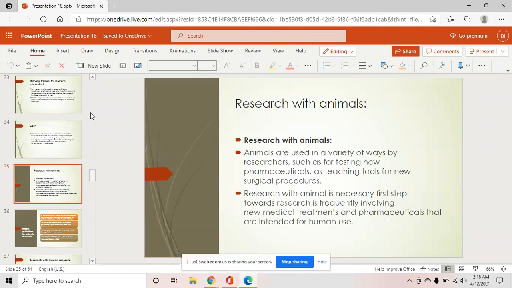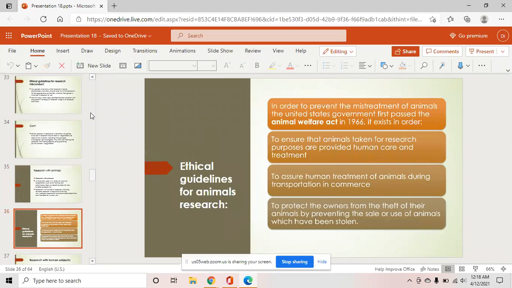Research with animals. Animals are used in a variety of ways by researchers, such as for testing new pharmaceuticals and as a teaching tool for new surgical procedures. Research with animals is a necessary first step and frequently involves new medical treatments and pharmaceuticals that are intended for human use.